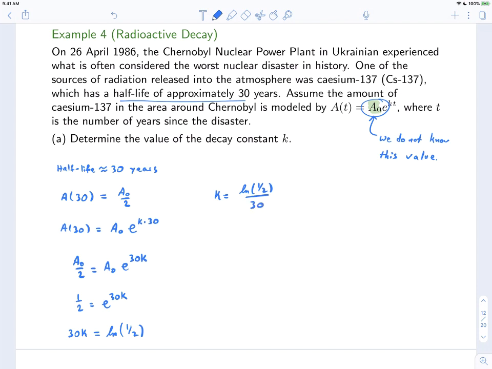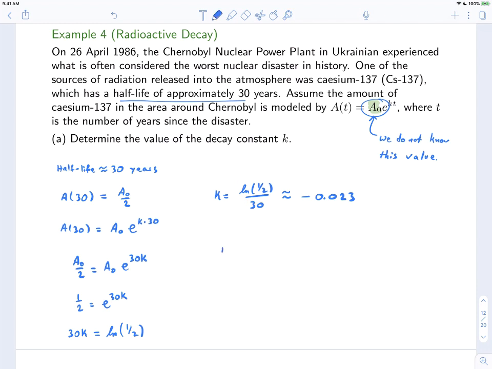If we compute this using a calculator or a computer, we'll find that this value of k is approximately equal to minus 0.023. k is a negative number because this is representing decay. This is exponential decay, so k is a negative number. It might not look like a negative number here because we don't have a negative sign, but ln of 1/2 is in fact a negative number.